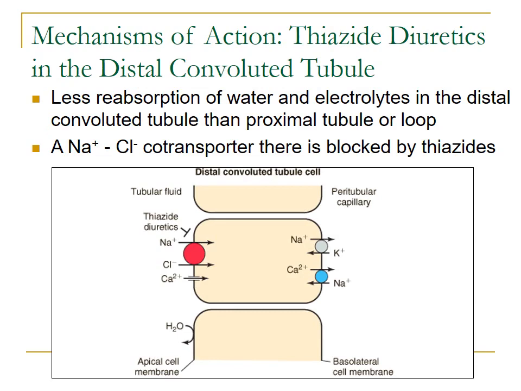Mechanisms of action, thiazide diuretics in the distal convoluted tubule. Less reabsorption of water and electrolytes in the distal convoluted tubule than proximal tubule or loop. Na+, Cl cotransporter there is blocked by thiazides.